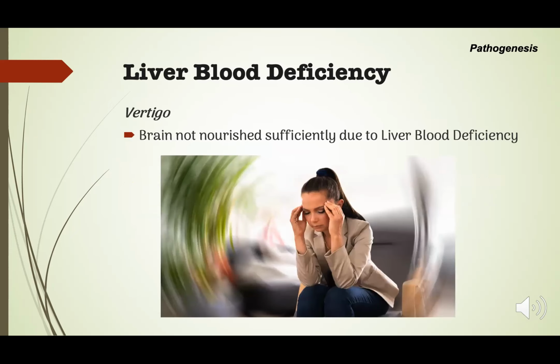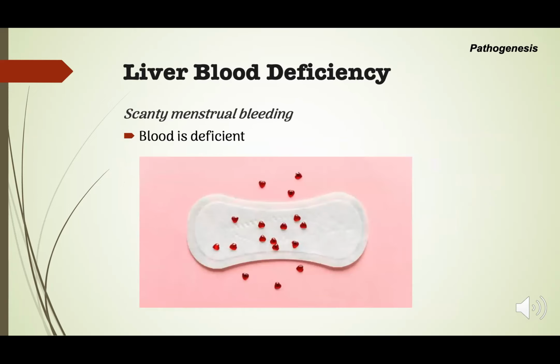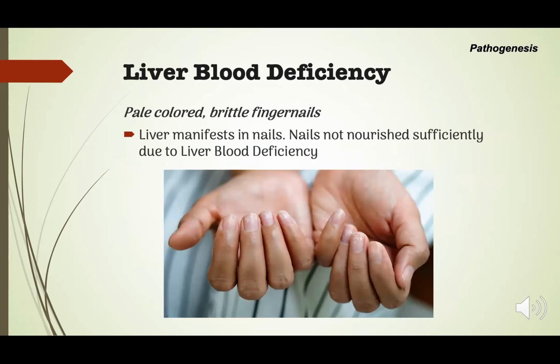Yun yung vertigo. Let's go to vertigo. The brain is not nourished sufficiently due to liver blood deficiency. Scanty menstrual bleeding kasi blood is deficient, kaya konti lang. Pale colored brittle fingernails. Liver manifests in nails. So, nails not nourished sufficiently, it is due to liver blood deficiency.